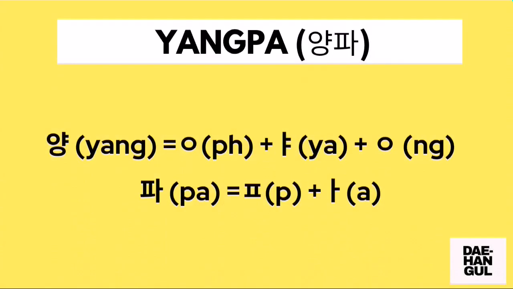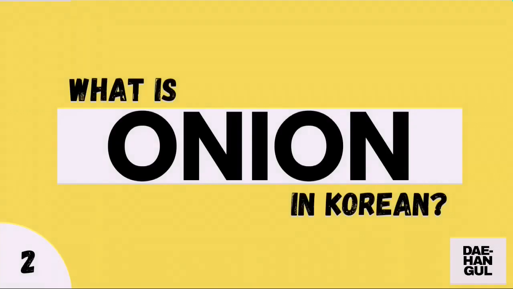How do we write 양파 in Hangul? Let's start with the first syllable. To be able to write the syllable yang in Hangul, we need to draw first a no-sound iyong or a placeholder iyong character, followed by a ya character, followed by an iyong character. For the second syllable pa, we need to draw first a peep character, followed by an a character. Then we combine it to form the Hangul of yangpa.